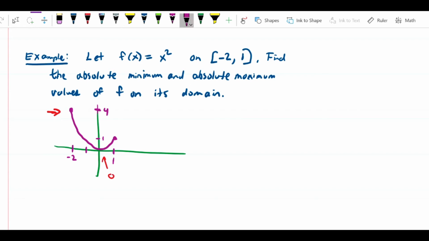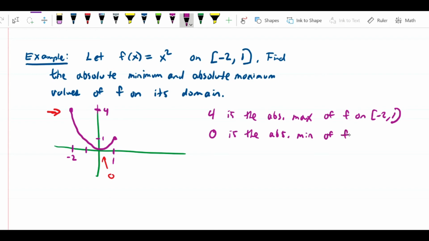So what we'd say is that 4 is the absolute maximum of f on the domain -2 to 1, and 0 is the absolute min of f on -2, 1. There we go. So as you can see, it's easier to work with a real example to understand what's going on. And by the way, and I'll bring this up a little bit later as well, when we talk about absolute mins and absolute maxes, we're talking about the y values.